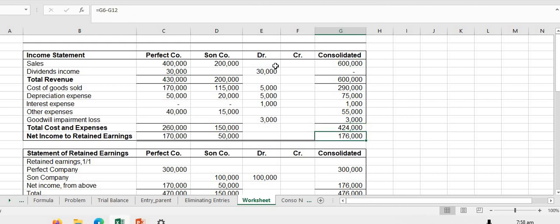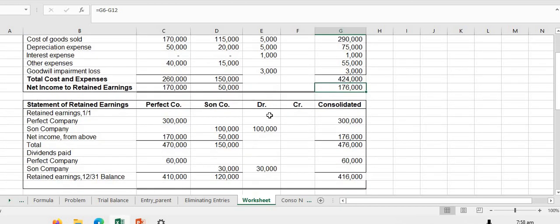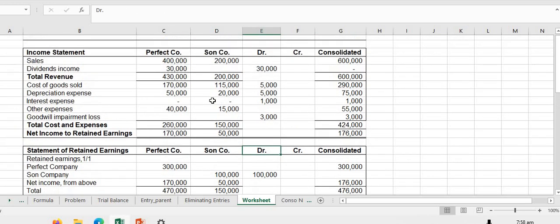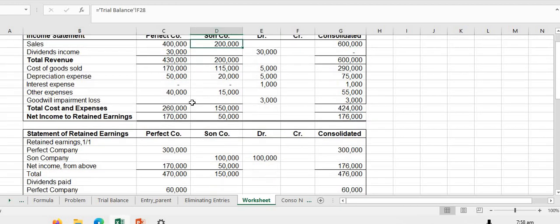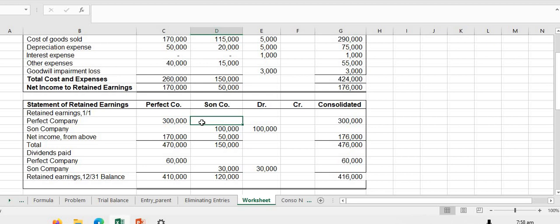We have actually that income retained earnings. So this is actually the consolidated net income, yung 176,000. Okay? And to compute for the consolidated retained earnings, yan siya, kasi ito yung statement of retained earnings. Kung ito yung income statement ni parent at siya ni subsidiary, ito naman yung statement of retained earnings.